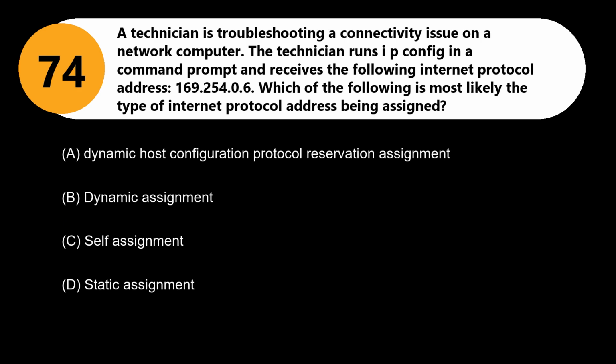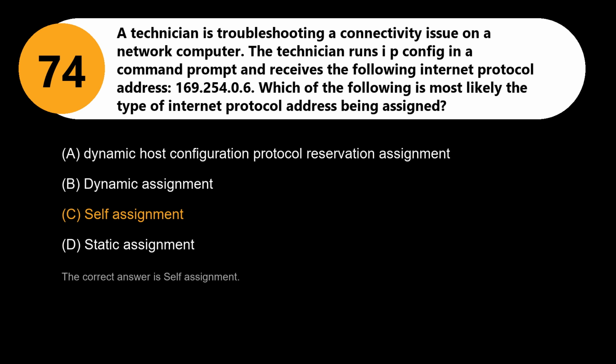Question 74. A technician is troubleshooting a connectivity issue on a network computer. The technician runs ipconfig in a command prompt and receives the following Internet Protocol address, 169.254.0.6. Which of the following is most likely the type of Internet Protocol address being assigned? Option A, Dynamic Host Configuration Protocol reservation assignment. Option B, dynamic assignment. Option C, self-assignment. Option D, static assignment. The correct answer is option C, self-assignment.